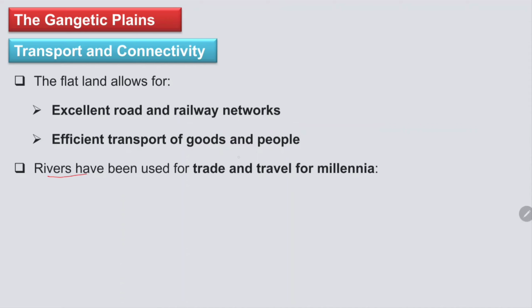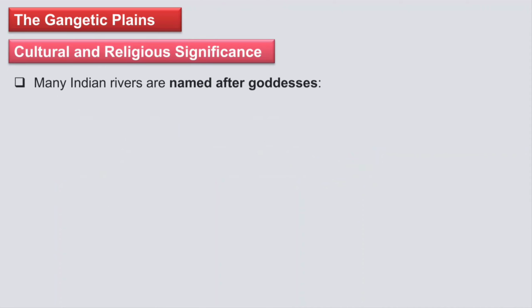So these rivers, the Ganga, Indus and Brahmaputra, as we are talking about the Gangetic plains. So these three rivers are there. They have been used for trading and for traveling for millennia, from long ago, especially the Ganga and the Brahmaputra. Now, on cultural and religious significance, many Indian rivers are named after goddesses. You will find that Ganga, Yamuna, Kaveri are seen as divine mothers.